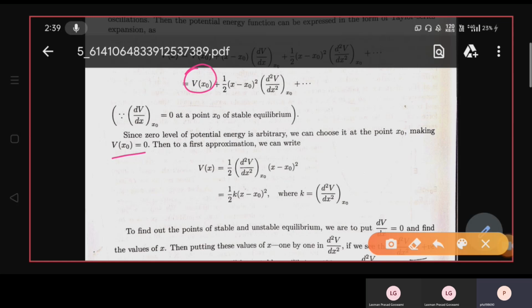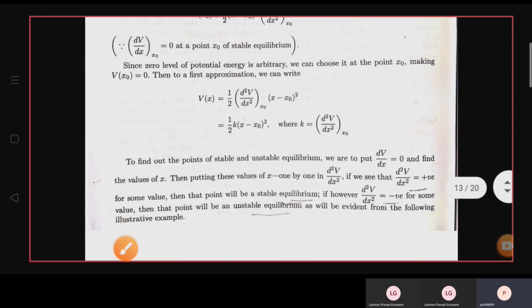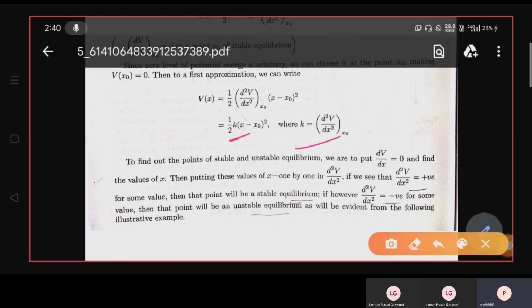So what will be the potential function at the point x? V of x will become half into d2V/dx2 at x equals x0 into (x minus x0) whole squared. Or we can write it as half k (x minus x0) whole squared, because it is doing a simple harmonic oscillation, where k can be written as d2V/dx2 at x equals x0. So this is the mathematics behind assuming this form of potential, and we get this formula for k because we are doing a Taylor expansion of the potential V of x at the point x equals x0.